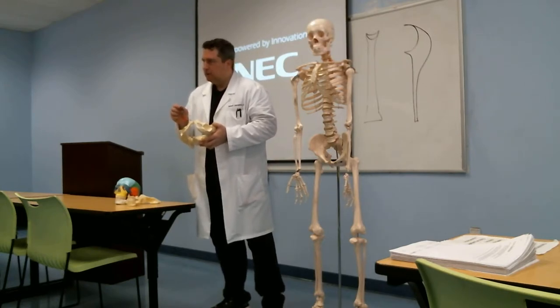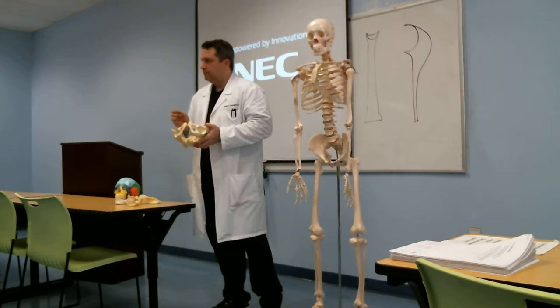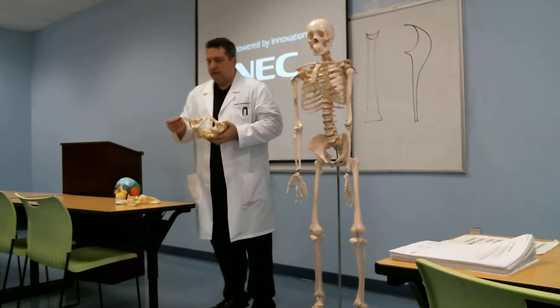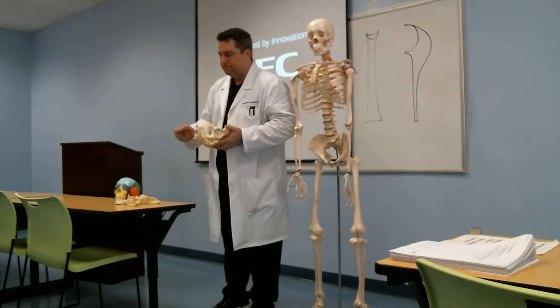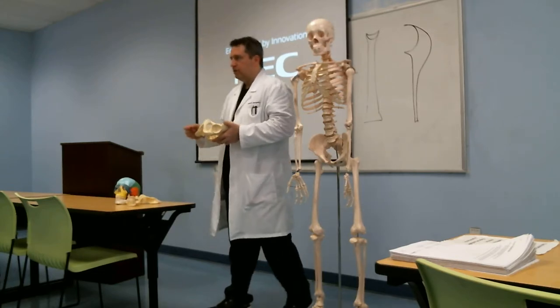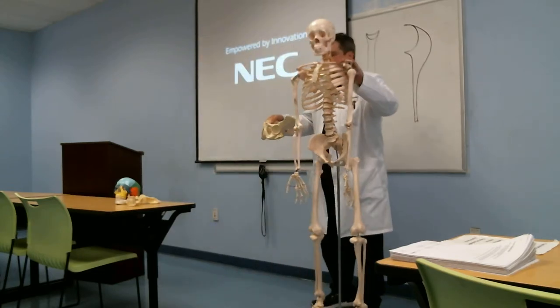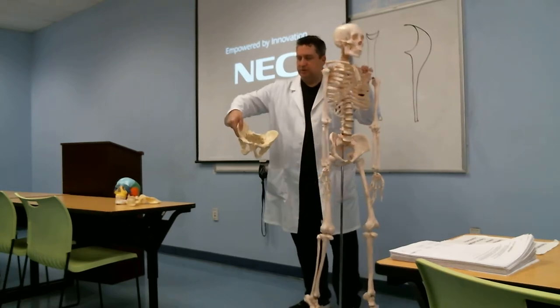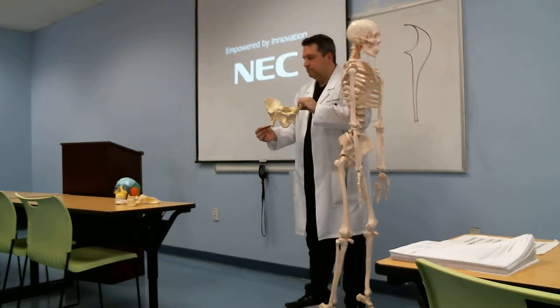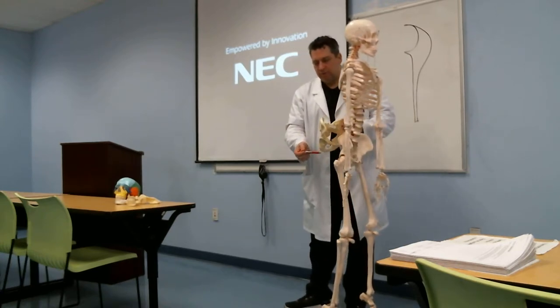So you said the pubic symphysis is the cartilage. Cartilage. The pubis is the bone. This bone right here is the ischium. Now, if you look at Ben, the pelvis is actually tilted this way, isn't it? Which means the ischium is actually more towards the back.